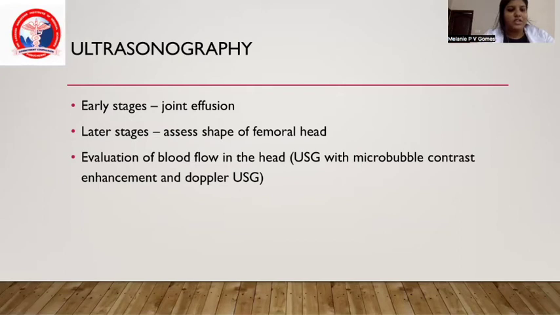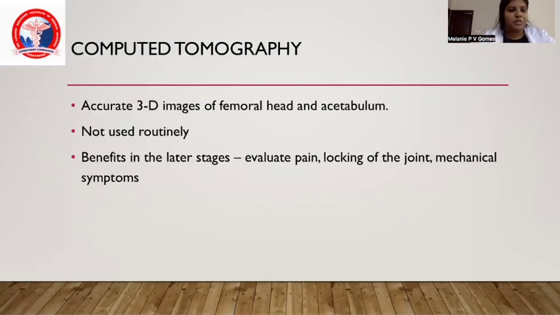Ultrasonography. In early stages, we only see joint effusion, and in later stages it can help to assess the shape of the femoral head. Evaluation of blood flow in the head can be done with ultrasound, with microbubble contrast enhancement and Doppler ultrasound. Computed tomography gives an accurate 3D image of the femoral head and acetabulum, which is not used routinely. Benefits in the later stages: evaluate pain, locking of the joint, mechanical symptoms.